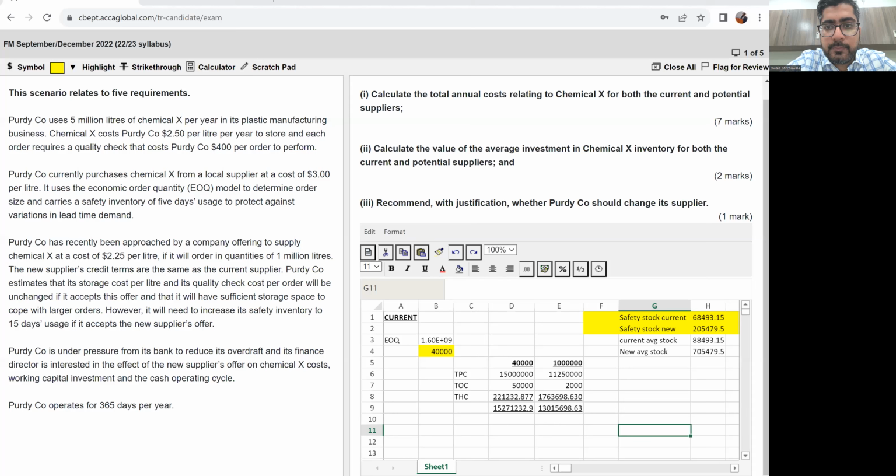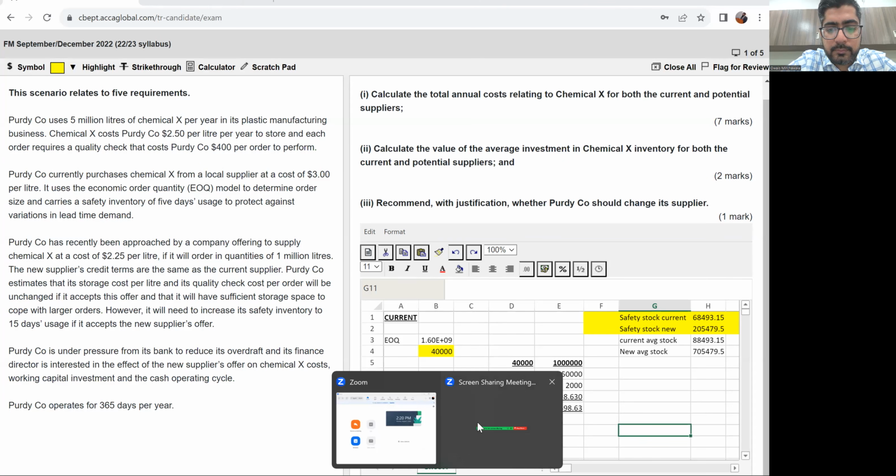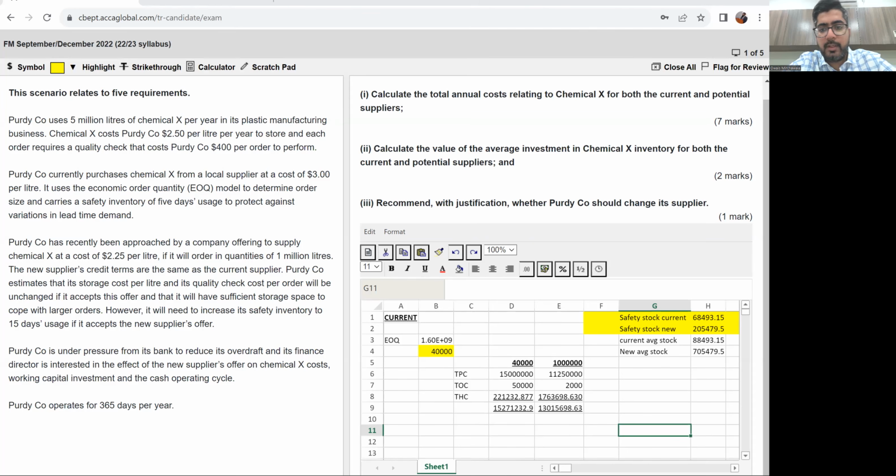Okay, welcome back. Now let's move towards the next part of this question. Calculate the value of average investment in chemical X inventory for both current and potential supplier. It's a very easy requirement. Value of average investment for both current and new supplier.